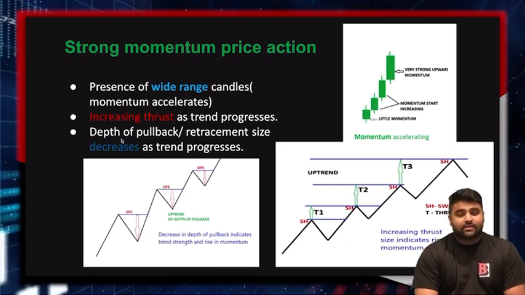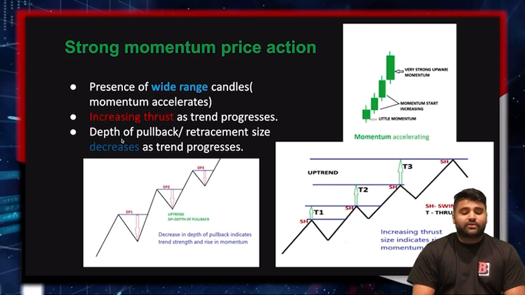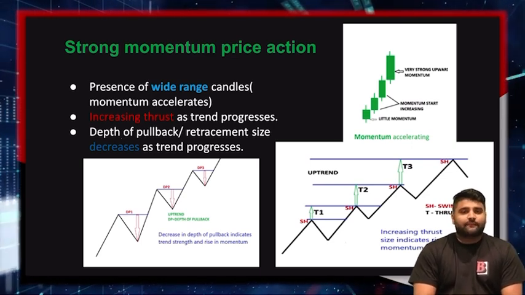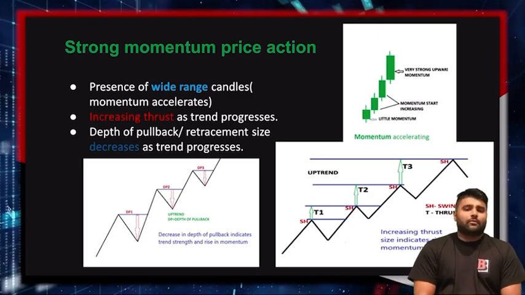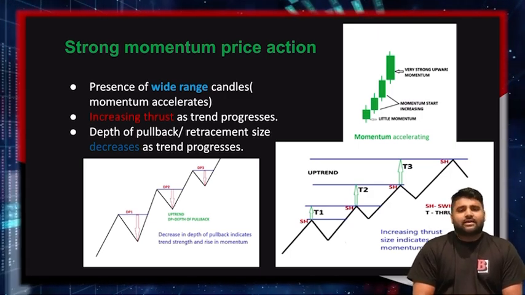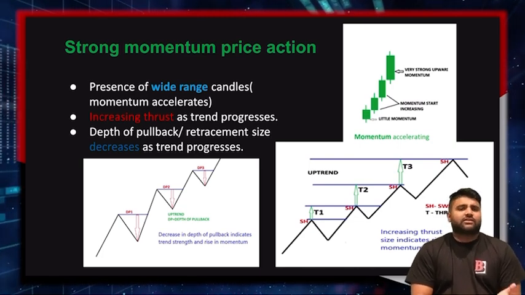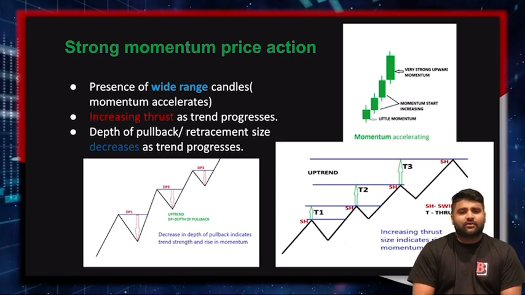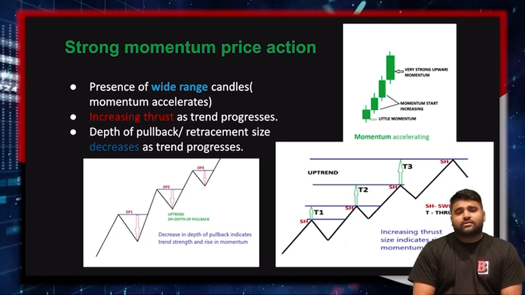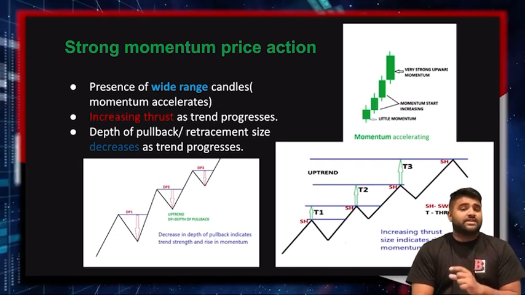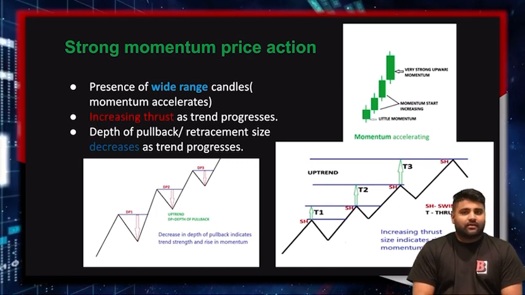And the last sign that you want to keep an eye on is that the depth of pullback or retracement size decreases as the trend progresses, right? Now, what do we think about pullbacks? Pullback is something very common, right? Trends are made up of swing highs and swing lows. When the stock pulls back, it creates a swing low. But you want the pullbacks created by the stock to be very, very small. Now, you may ask me why, right?